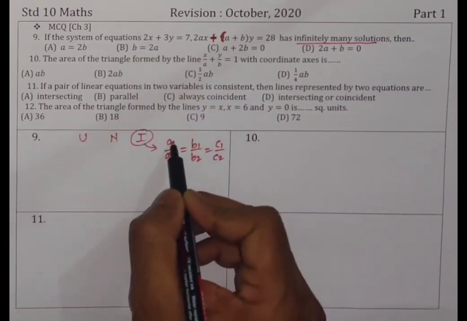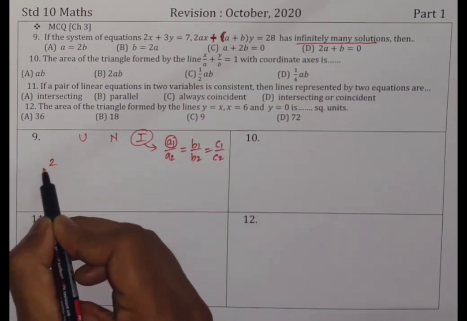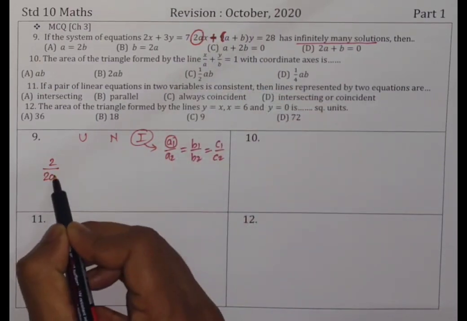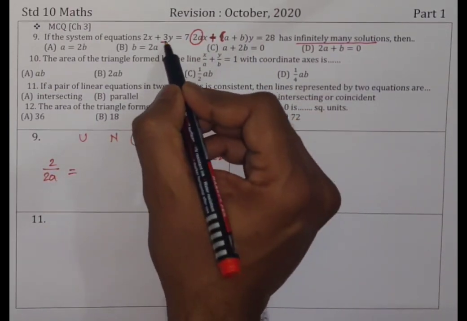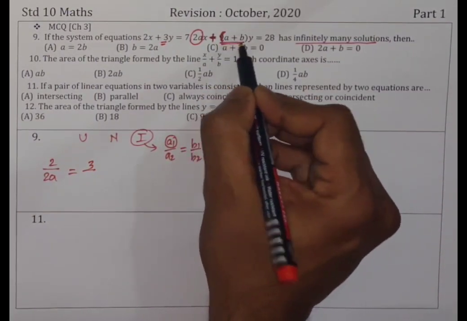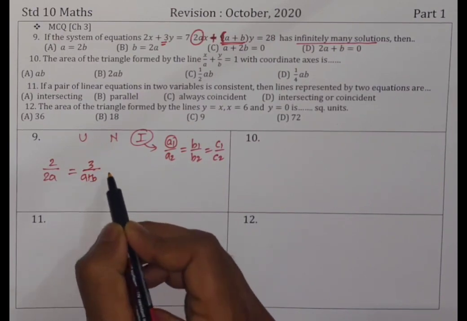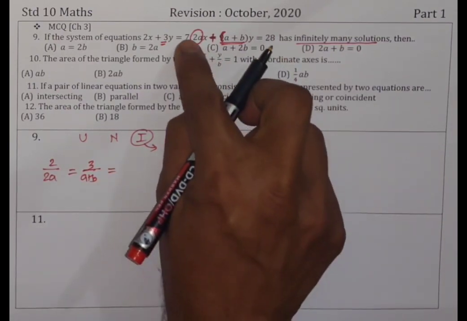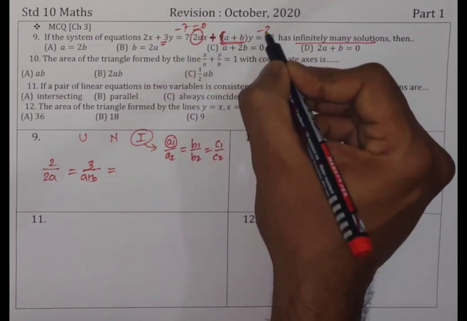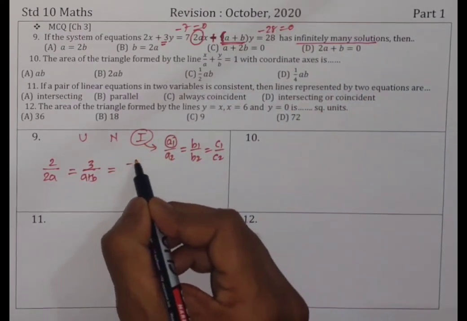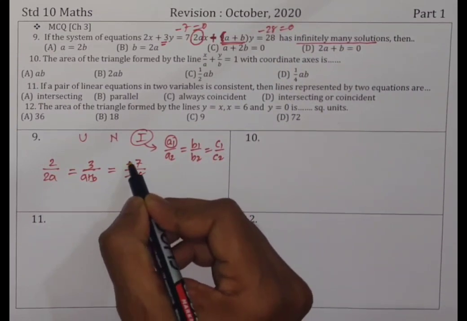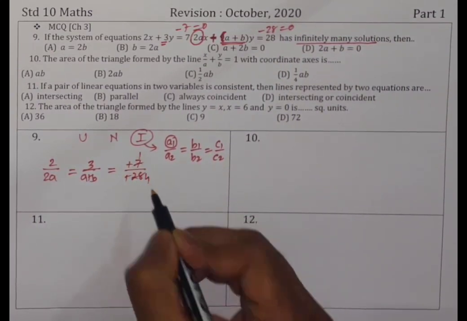What is a1? 2, upon what is a2? 2a. Is equal to what is b1? 3, upon b2, that is the whole bracket (a plus b). Correct, is equal to c1. Children, this 7 goes to the other side, so -7 equal to 0. This -28 equal to 0. So that is -7, and c2 is -28. Minus minus becomes plus. 7 ones are 7, 7 fours are 28.